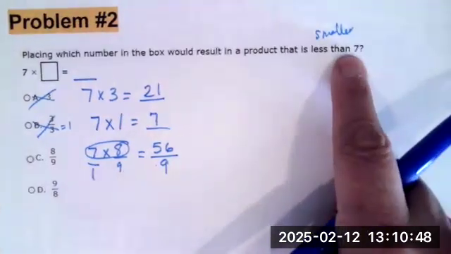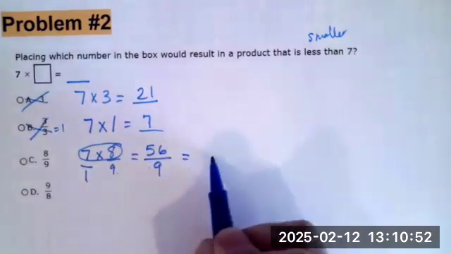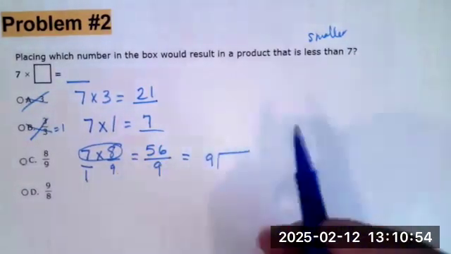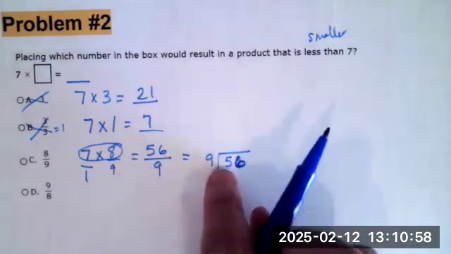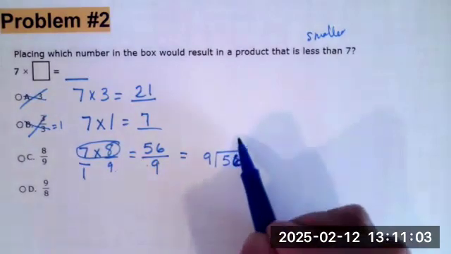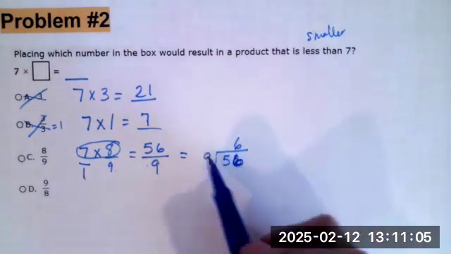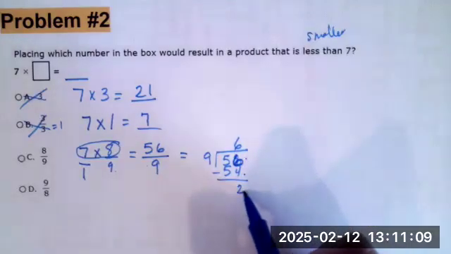So how are we going to check if it's less than 7? Well, you've got to tip it over, remember? You're dividing. A fraction is also a division. So 9 goes into 56 how many times? 9 times 5 is 45. 9 times 6 is 54. So let's put 6 here. 9 times 6, we're going to put a 54 under here. Subtract it. 6 take away 4 is 2.